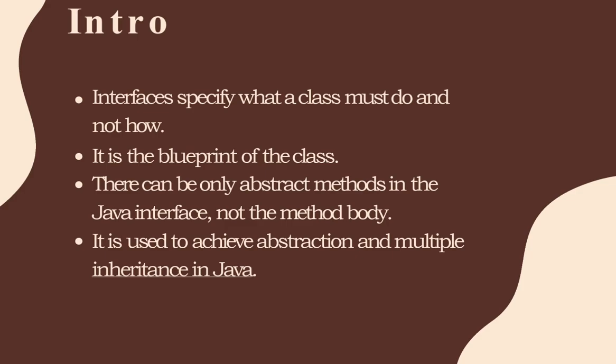And interfaces can be easily compared to a blueprint. When you see a blueprint, what does it show? It basically shows you what is placed and where it is placed, but it will not show you how it is placed, correct? The same way, interfaces will specify what a class must do and not how it is done.